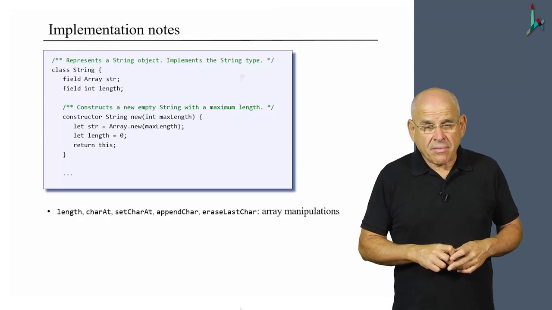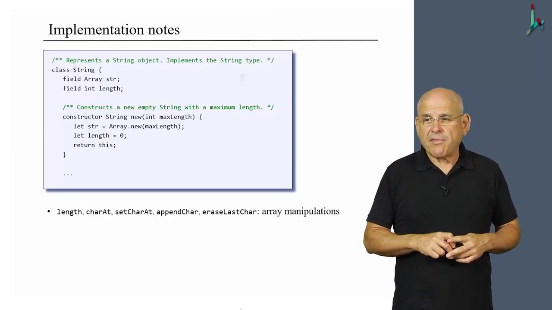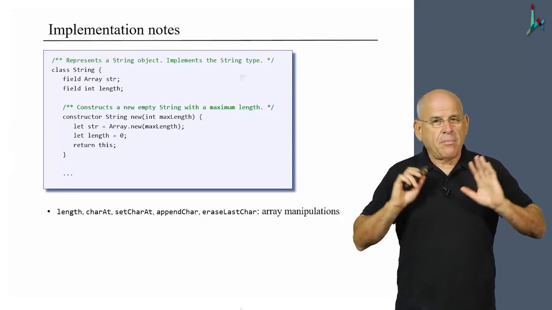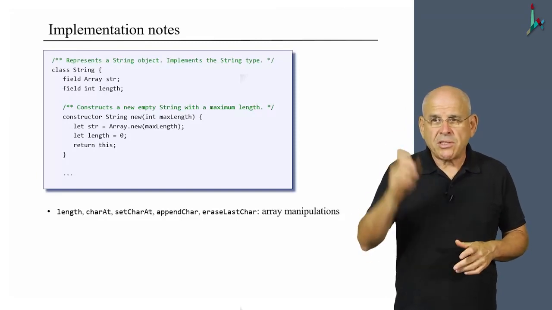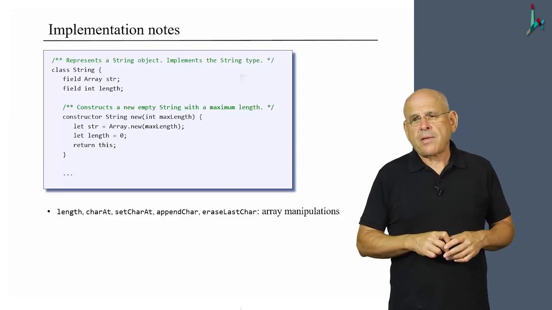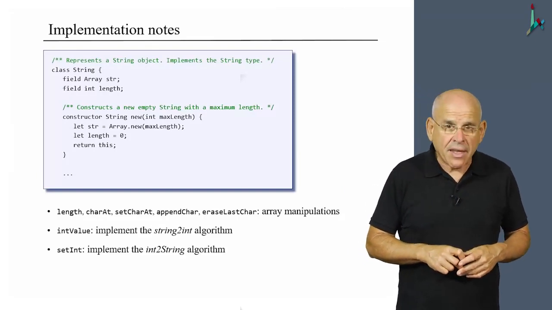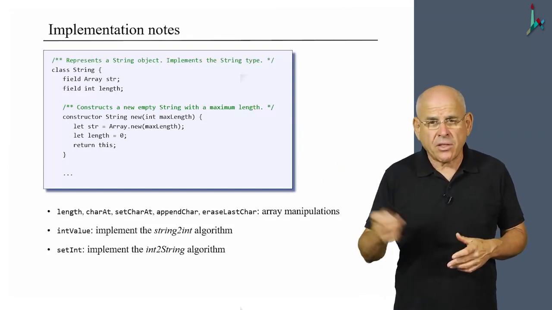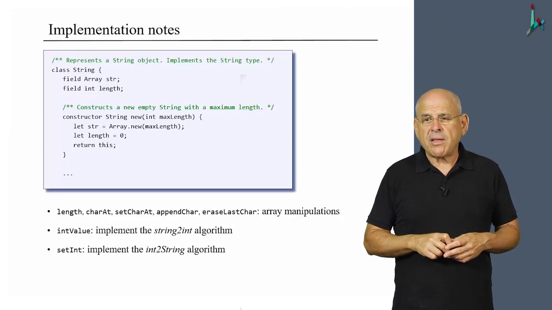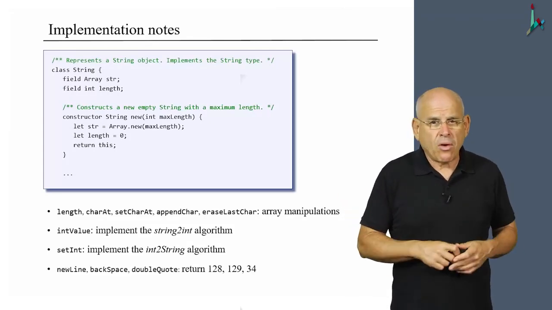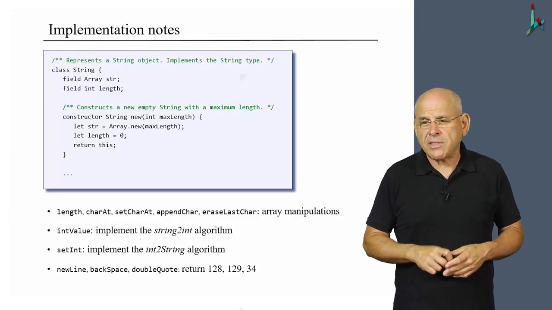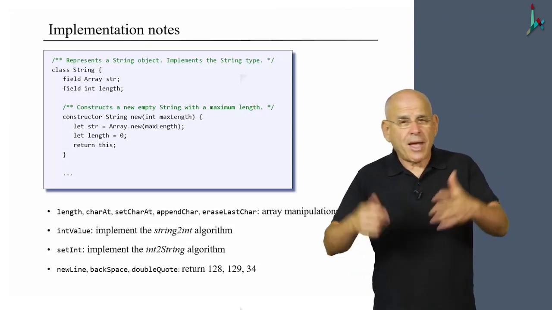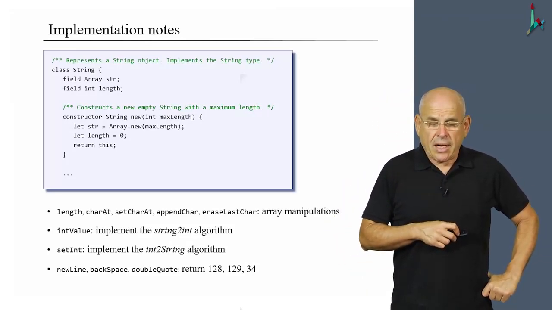So with that in mind, I think that everything else should be self-explanatory. All these methods that you see here, length, caret, set caret, and so on, can be easily implemented using manipulations of the str array. And int value and set int are Jack implementations of the two algorithms that we showed previously in this unit. And finally, new line, backspace, and double quote, these trivial functions simply return the ASCII values 128, 129, and 34, which happen to be the ASCII values of these three characters.